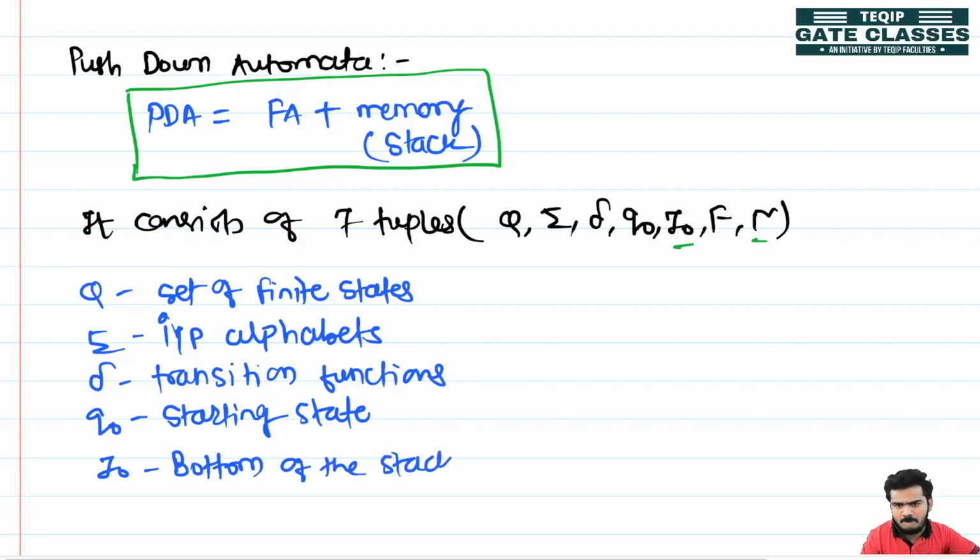F is the set of final states. Here I am saying set of final states, meaning we can have one or more final states. These multiple final states will arise while discussing non-deterministic PDA. And tau is the stack alphabet.